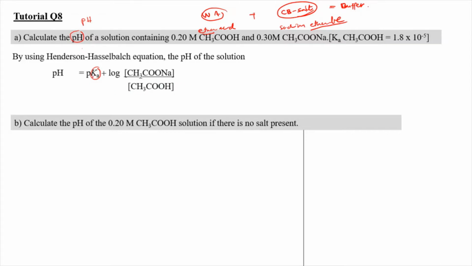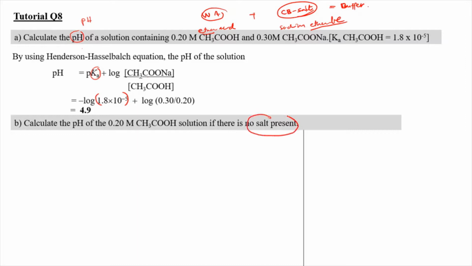So our pKa here is equal to the negative log Ka. Our Ka value is given to be 1.8 times 10 to the power of negative 5. Then the log of the concentration of the conjugate base salt, which is 0.3, divided by the concentration of the weak acid, which is the ethanoic acid, which is 0.2. So once we do the maths here, we're going to get the pH to be 4.9, which is the pH for the buffer solution.